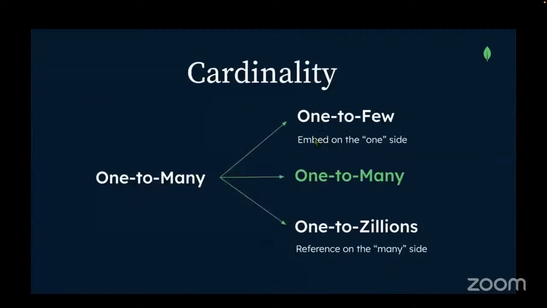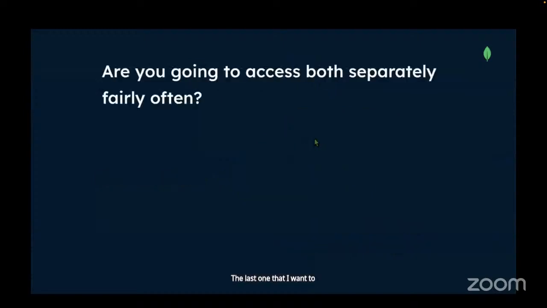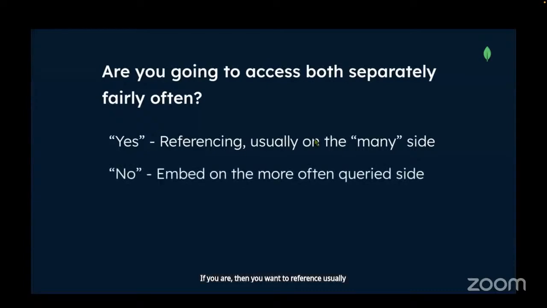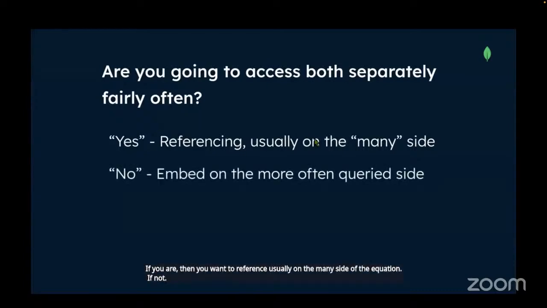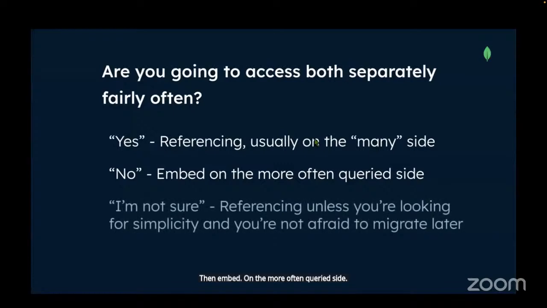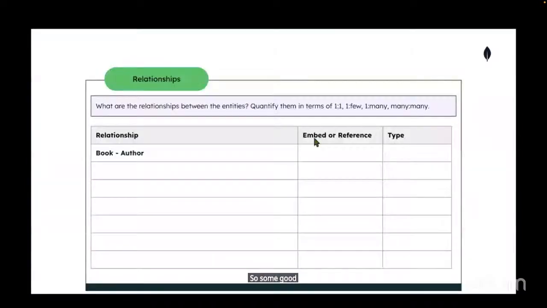The last one that I want to show is one to many. So you need to ask yourself, are you going to access both elements separately very often? If you are, then you want to reference, usually on the many side of the equation. If not, then embed on the more often queried side. And if you're not sure, reference, unless you're looking for simplicity and you're not afraid to migrate later. So some good advice there.